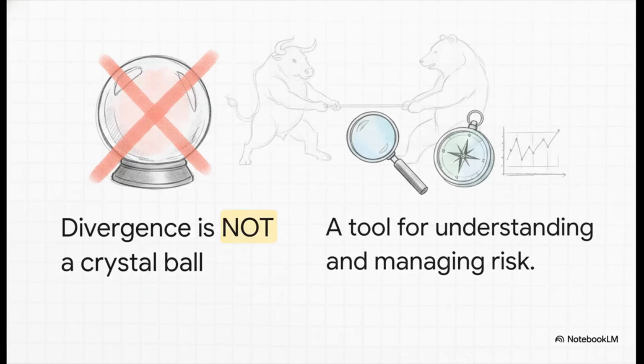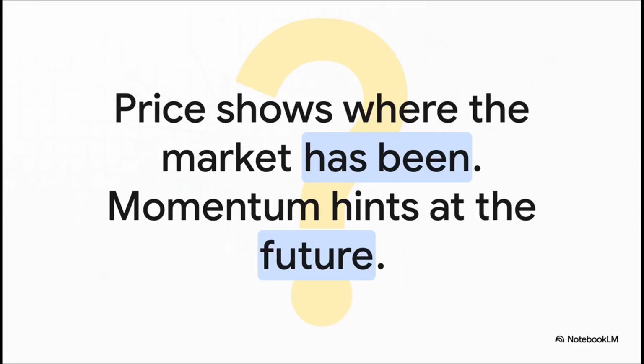And here's the bottom line. Divergence isn't some magic crystal ball that predicts the future with 100% accuracy. No way. What it is, is a powerful tool for understanding market psychology, that constant tug of war between buyers and sellers. And by spotting when momentum is fading, it helps traders manage their risk and just make smarter decisions. And that brings us right back to the beginning, doesn't it? The price on the chart shows you where the market has been. It's the past. But the momentum gives you hints about where it might be going. So the real question is, which story are you going to listen to?